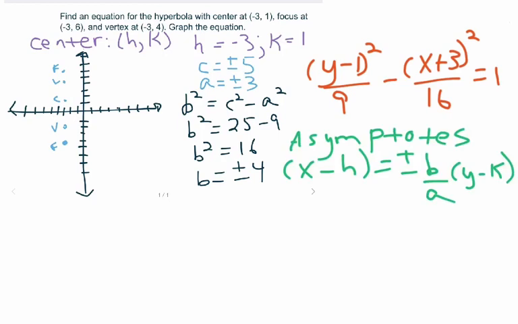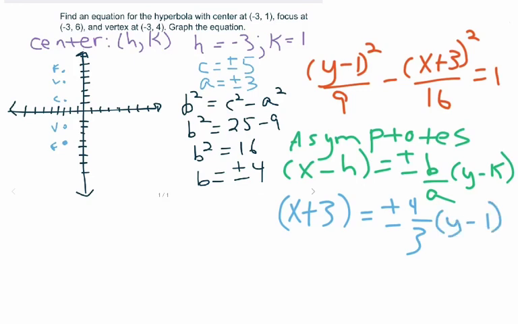The equation of our asymptotes is given by x minus h equals plus or minus b over a times (y minus k). We can substitute our values in to get x plus 3 equals plus or minus 4/3 times (y minus 1).